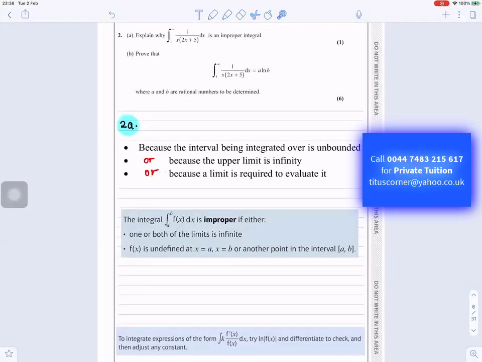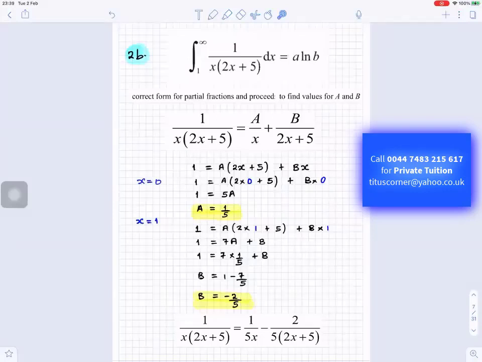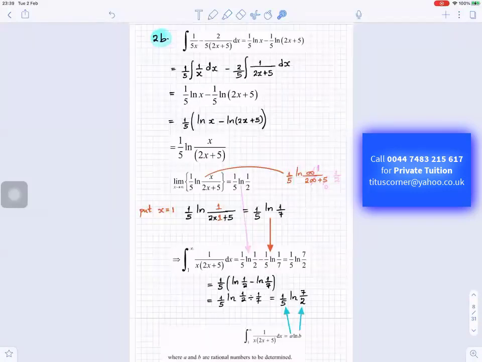And note, we also use this idea to integrate the function below. That is part of 2B. That is the rest of question 2B.